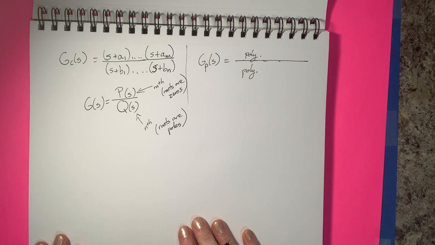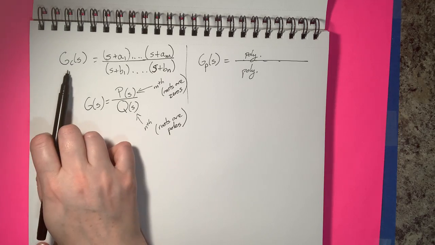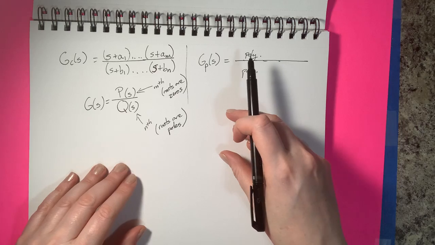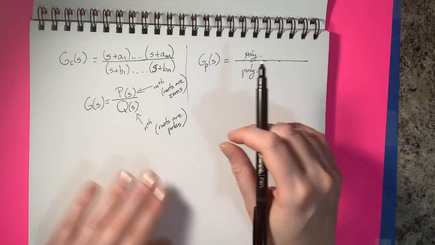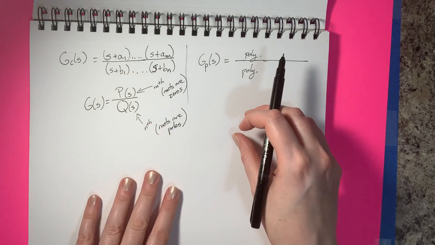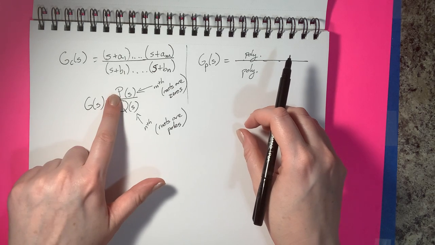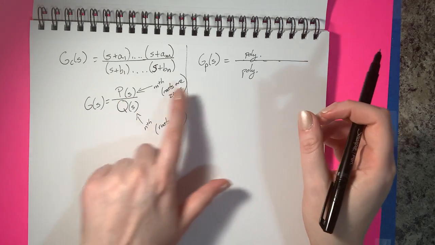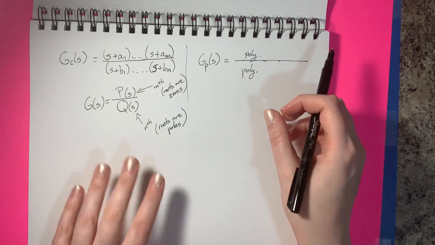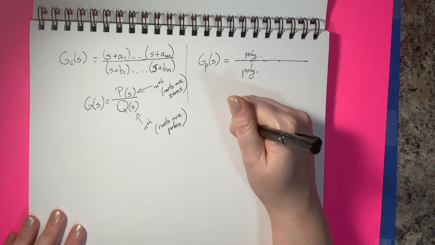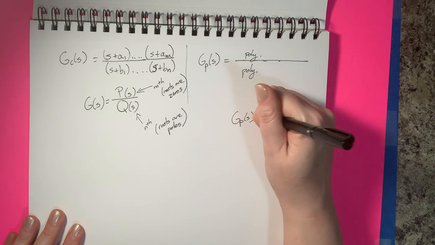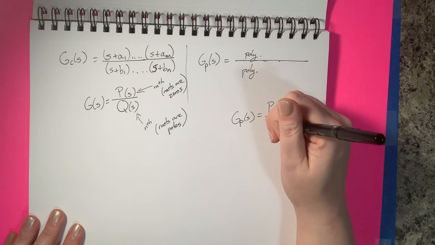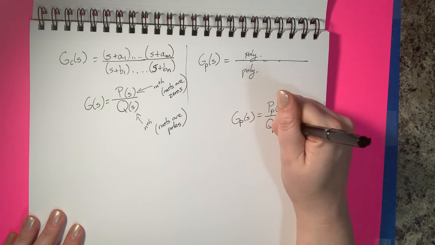Okay. So that means that my GC is going to, I know this is kind of redundant. It's going to sound that way a bit, but trust me, it is going to be useful and it is going to be worth it. So we're going to have a P for a GC. We're going to have a P for a GP. Okay, so that means that GP is going to be a P of P, or P sub P, over Q sub P.